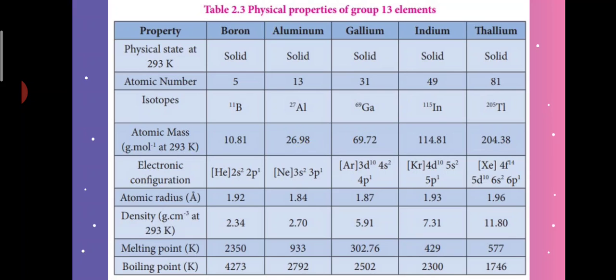Melting point. Depending upon the size, boron is very small in size, and its melting point is very high. Why is it very high? The electrons of boron will be very close to the nucleus. They will have good attraction. Therefore we need more energy to break that attraction. So it takes a higher temperature to melt. As you move down, it is decreasing, and the boiling point is the same.